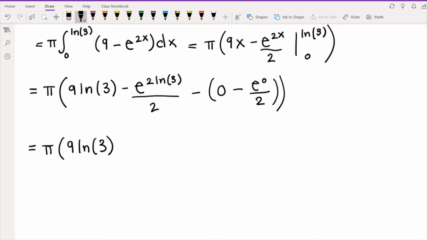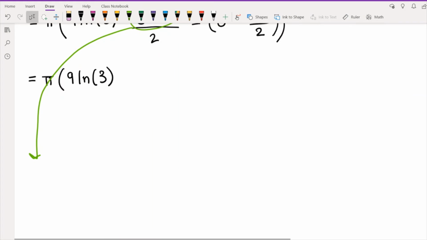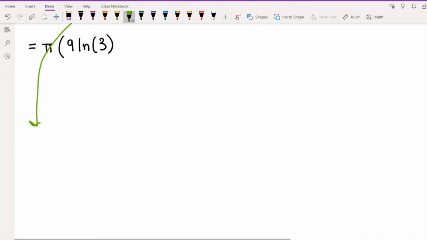So let's talk about how to simplify e to the 2 ln of 3. I'm going to take this off to the side to talk about how to simplify it so that we're not getting all messy in our work. So what we currently have, I'm just going to work with e to the 2 ln of 3. So another way of writing this would be e to the ln of 3 squared, right? That would multiply together and it would be e to the ln of 3 squared. And then what is e to the ln of 3? Well, that reduces to just 3.